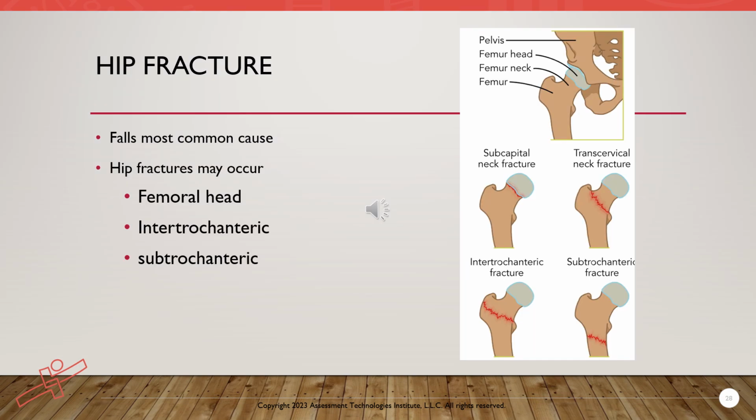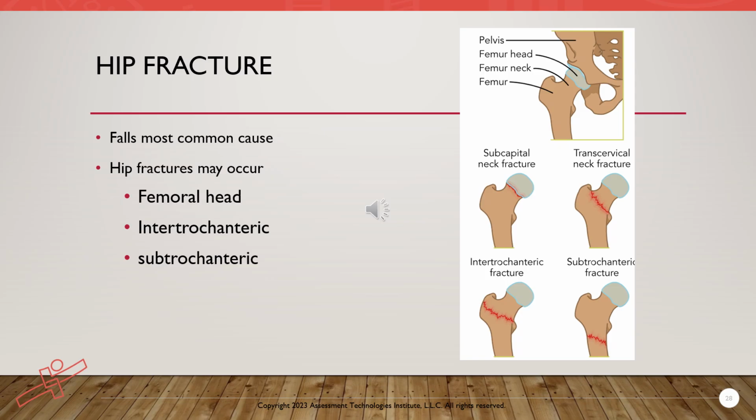A hip fracture is a break in the upper portion of the femur, typically occurring at the femoral neck most commonly, the intertrochanteric region, or the subtrochanteric region. Hip fractures are medical emergencies, especially in older adults, due to the high risk of complications and rapid functional decline.